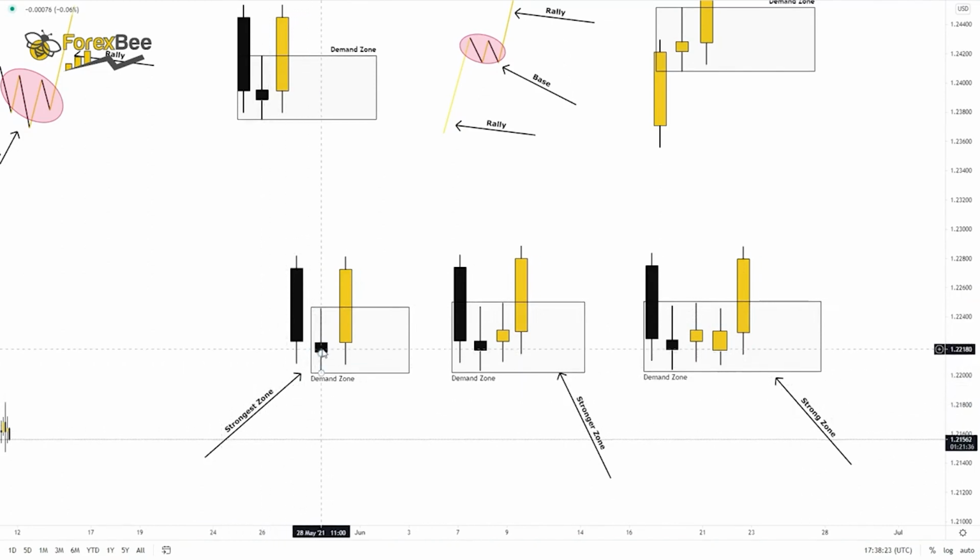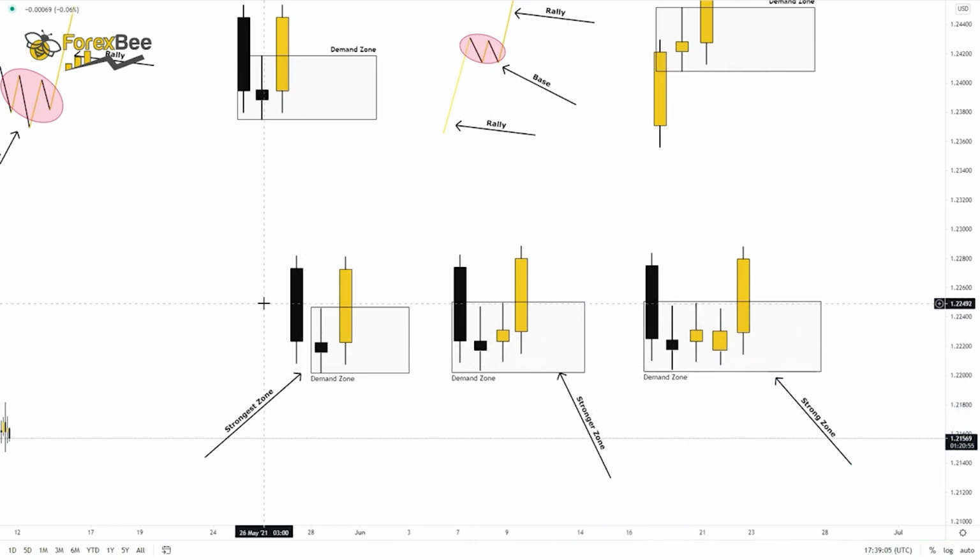Here you can see there's only one candle in between two big candles, and this is a very strong demand zone. And here there are two base candles in between two big candles, so this is also a demand zone, but it is weaker than the strongest demand zone. You can say this is a stronger zone. And here there are three base candles and two big candles sandwiching them. This is also a demand zone, but not a very strong one. This is good, but it's not the strongest one.